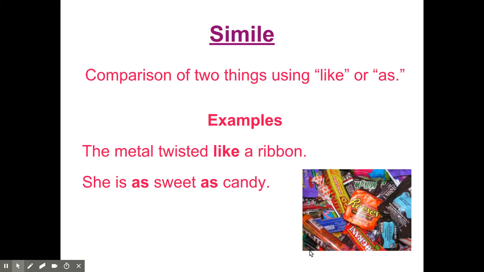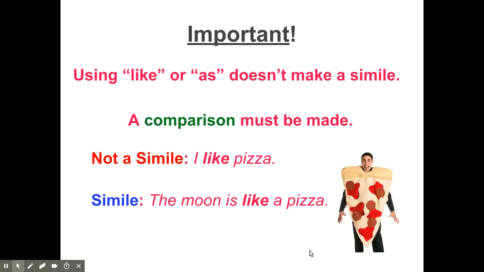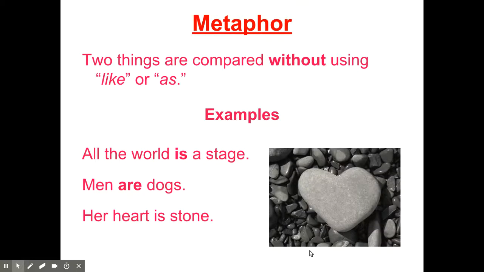The important thing to remember about similes is that a comparison must be made. A lot of times people see the word like or as in a sentence or in a line in a poem or in a paragraph, and they're like, oh, that's got to be a simile. But it has to compare somebody or something to something else. So you cannot say, I like pizza, because nothing's being compared. But if you look at the simile, the moon is like a pizza, then there's a comparison there, which means it's a simile.